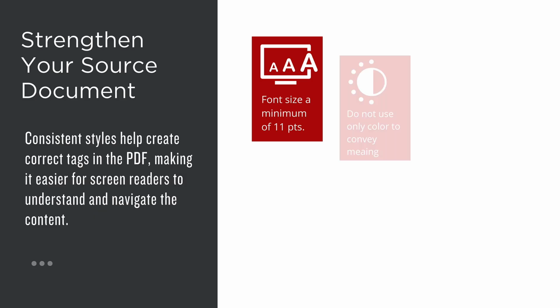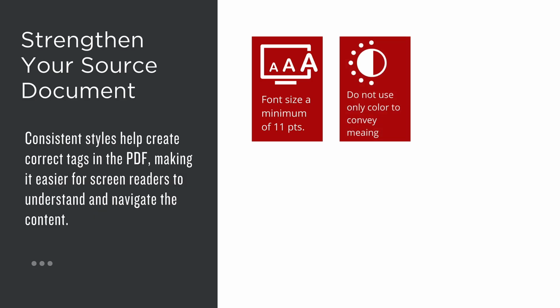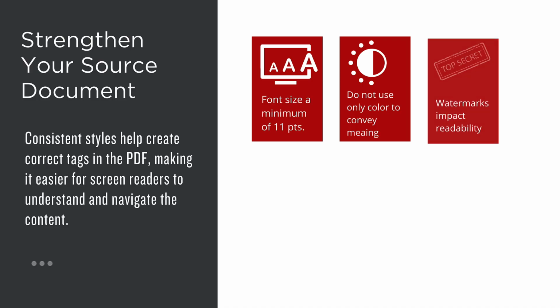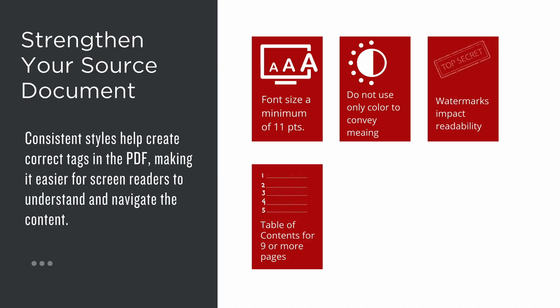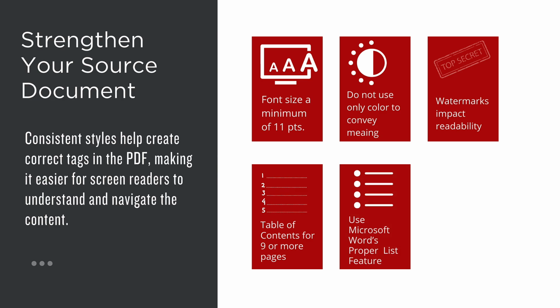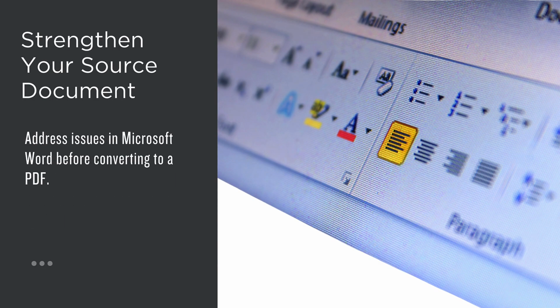Ensuring font size is sufficient, providing sufficient contrast between text colors and background colors, using caution with watermarks, including a table of contents for long documents, and using table and list features instead of images or broken lists are small steps that make a huge difference in how accessible and usable your documents are.